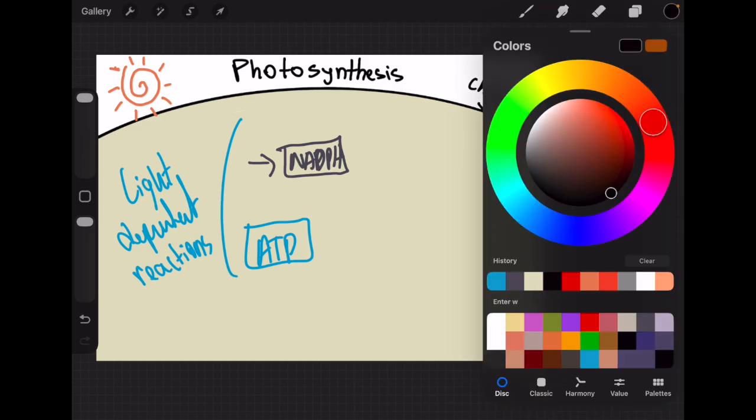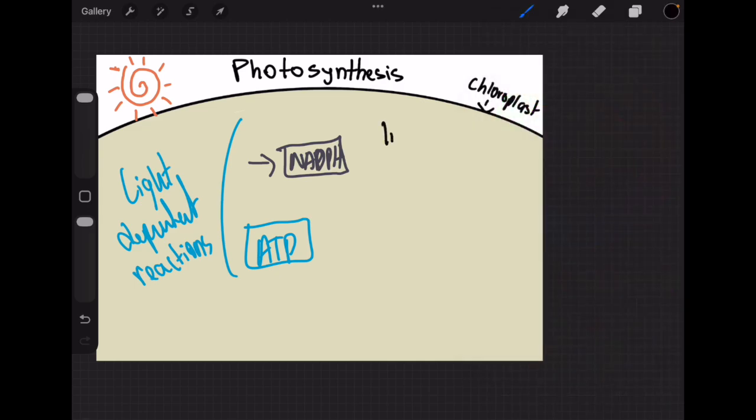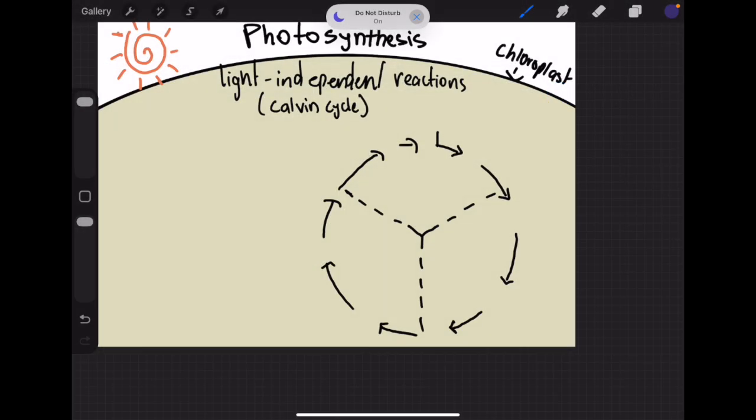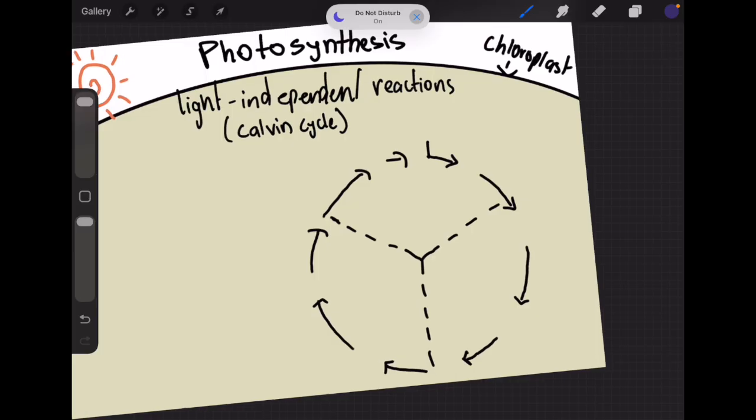Okay, so the Calvin cycle is still happening inside of the chloroplast, but it does not happen inside of the thylakoid, but it occurs in the stroma. The light dependent reactions happen in the thylakoid, right? So this is happening in the stroma. So I will draw this Calvin cycle now. Okay, so let's start our Calvin cycle.